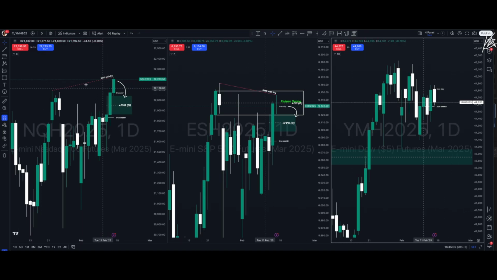But long story short, NQ made a higher high. And because ES and YM are correlated assets to NQ, the NASDAQ, we wanted to see them make a higher high as well. And they failed. They failed to do so. So anytime you see a failure swing, it's kind of giving you a clue to be careful with having too strong of a bullish bias, because we are seeing failure.